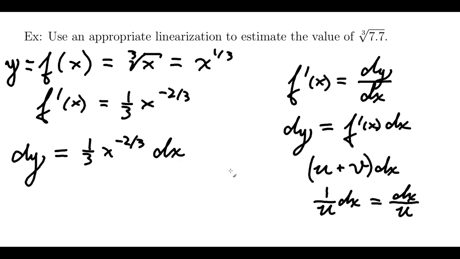Let's back that back out because we don't have a t here. I just went off on a little side tangent about differentials and how they work. But in this particular problem, it's a bit more constrained. Let's step back to what we were doing. We want to estimate the value of the cube root of 7.7.